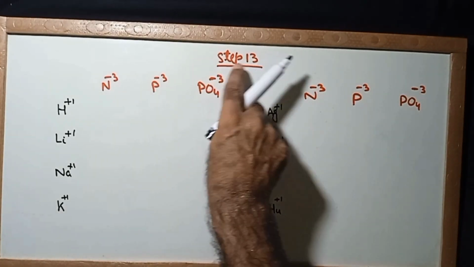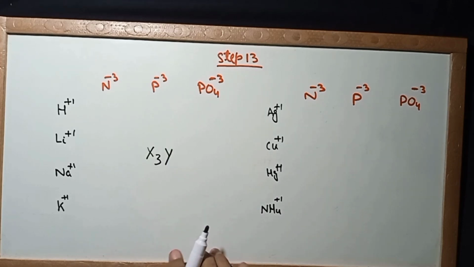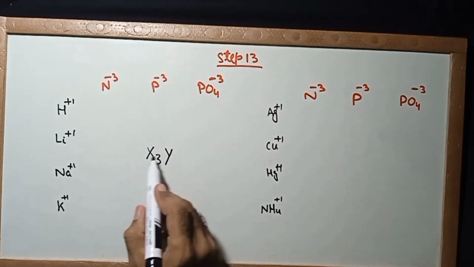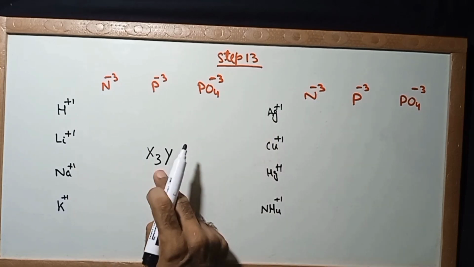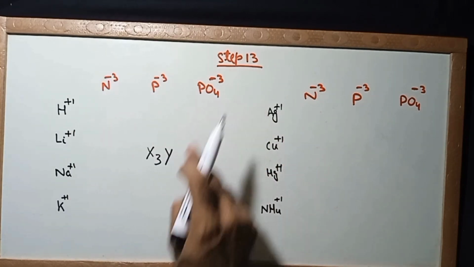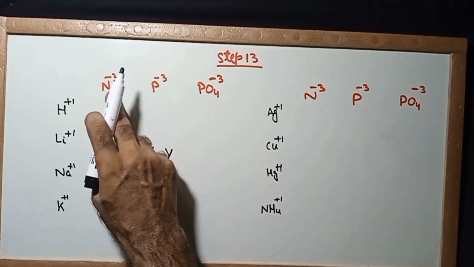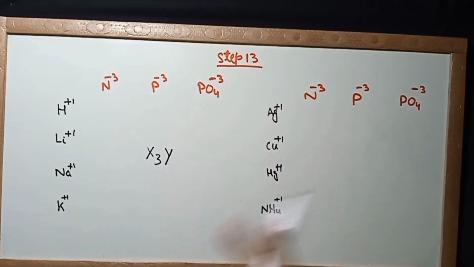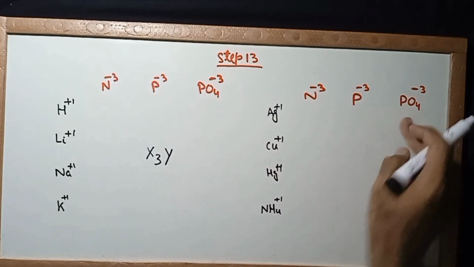Okay students, now we are starting step 1-3, and the general formula for step 1-3 is x3y. You have to write 3 as a suffix with these cations, and 1, or don't mention it because 1 is not mentioned, with these anions.